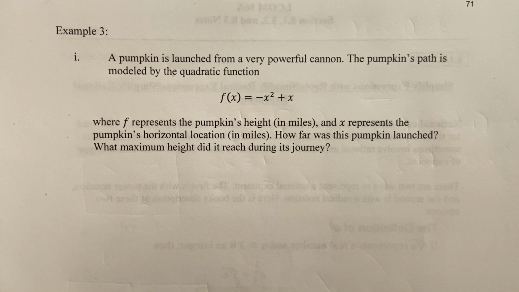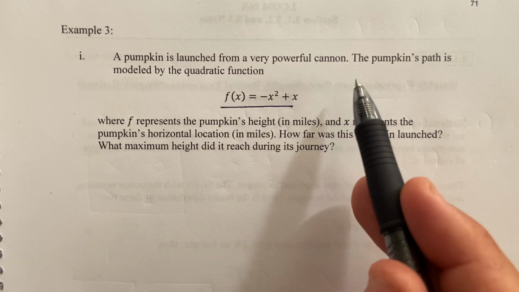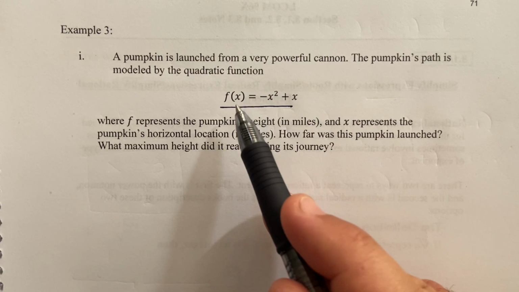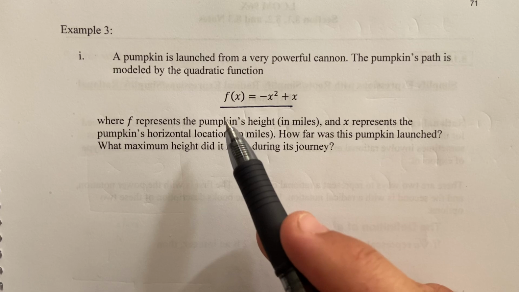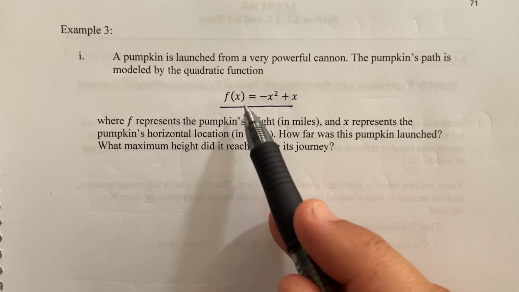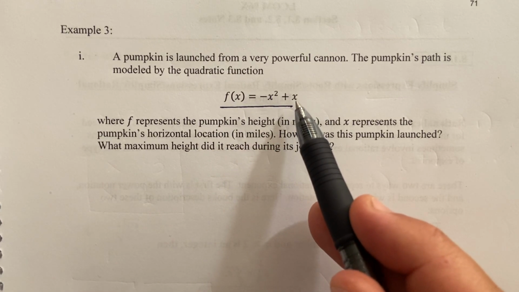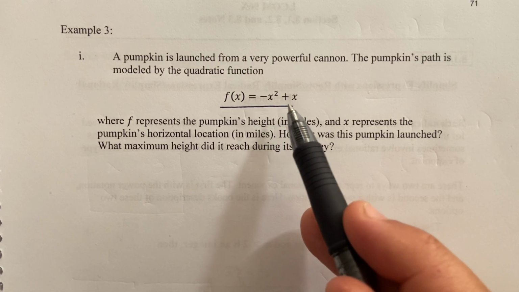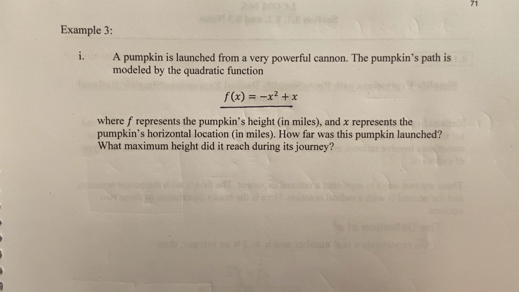Okay. So what is this function doing for us? Basically, if we tell it a horizontal location, then it'll tell us how high above the ground the pumpkin is at that horizontal location. Or if we tell the function how high the pumpkin is, we can figure out where horizontally the pumpkin was at that time. And that's actually what we want to do here.